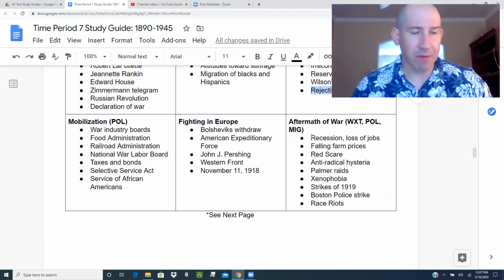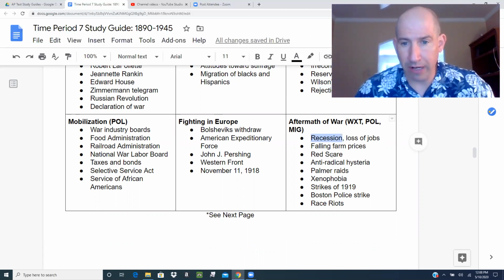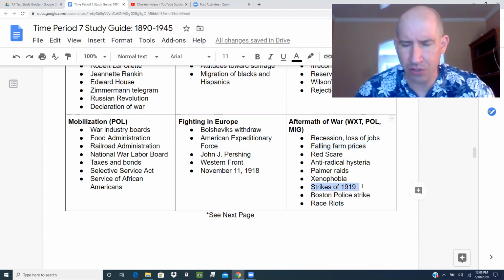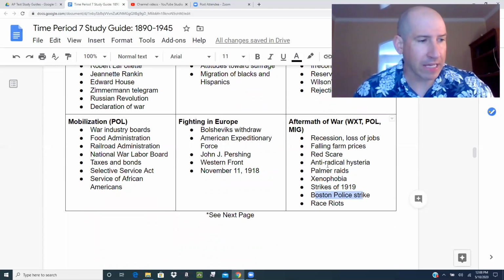You have basically 5 million guys coming back and looking for a job. The country goes into a recession, as it's very difficult to transition from war to civilian production. The farm prices that were so high during the war collapse. And there's also runaway inflation. There's a ton of strikes that take place. The Seattle General Strike, the Boston Police Strike, and we switch from hating Huns to hating Reds.